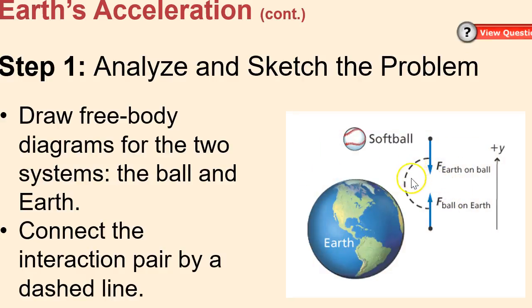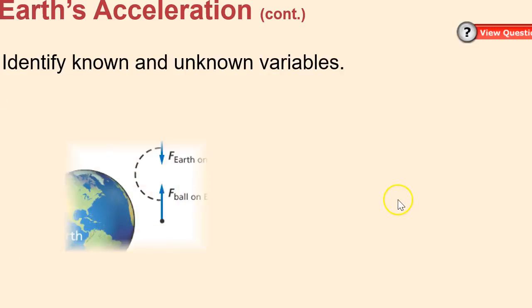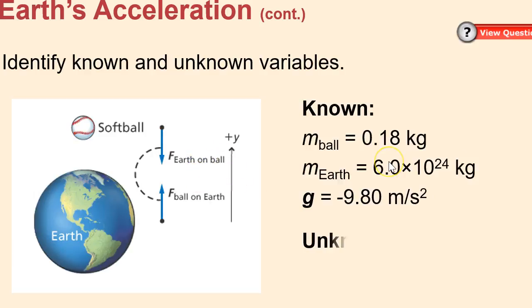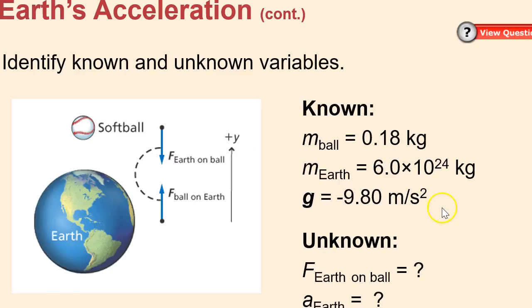We can indicate these two forces are related by this dotted line, but remember, they're not acting on the same thing, so you're not going to have both forces coming from the same point. So here we have the variables. These are our numbers.